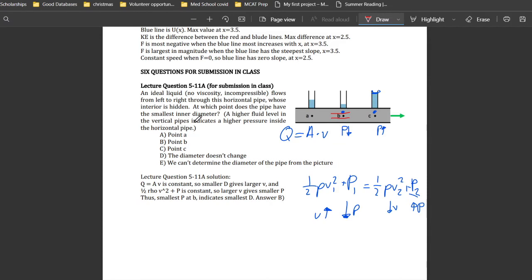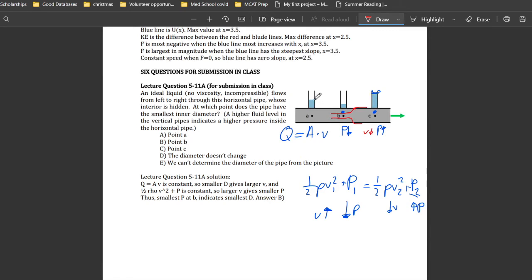And the question is asking us about the diameter. So it has the very small cross-sectional area, which would mean it has a very small diameter. And then as it gets to point C, the cross-sectional area increases, which leads to a lower velocity and a greater pressure, which is denoted both by this equation and by the height of the liquid in this vertical pipe.